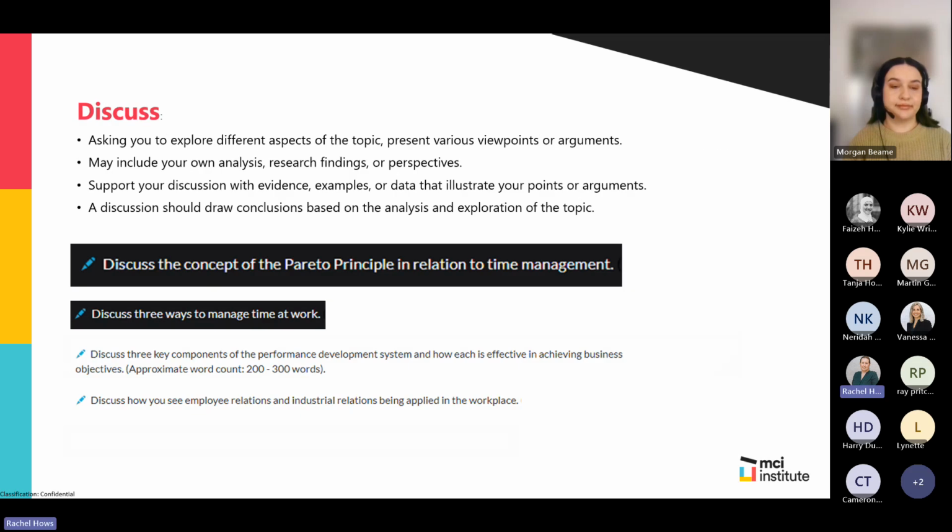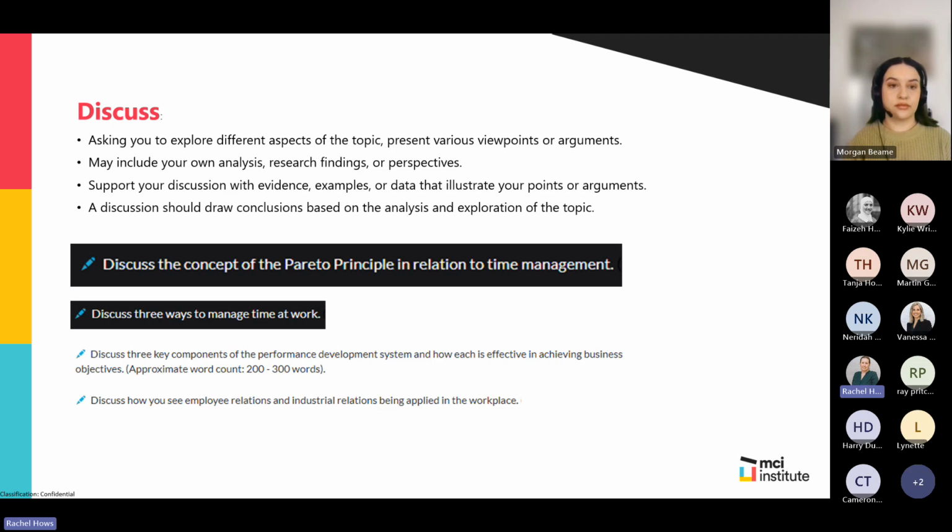And lastly, we have discuss. So this is asking you to explore different aspects of the topic, and present various viewpoints and arguments. So your opinion, and that's more than the other ones have been. It may include your own analysis, research findings or perspectives. Support your discussion with evidence, examples or data that illustrate your points or argument.